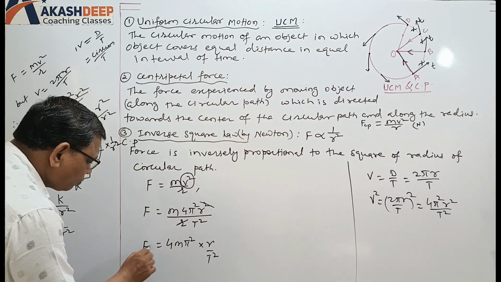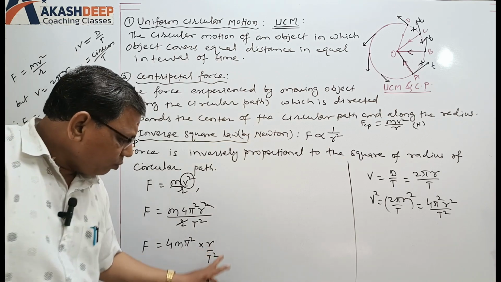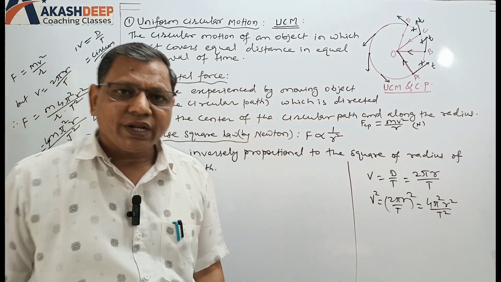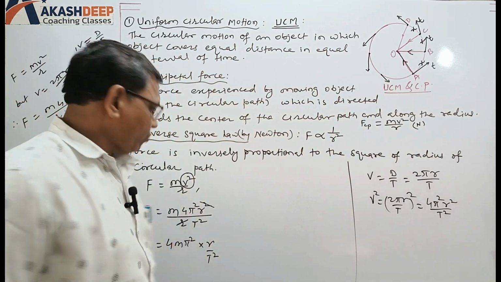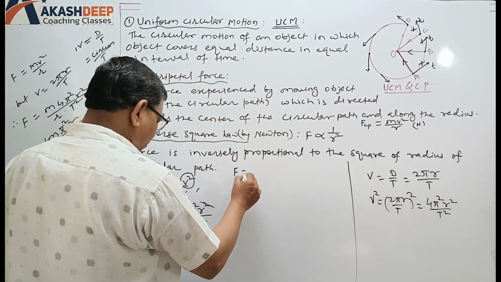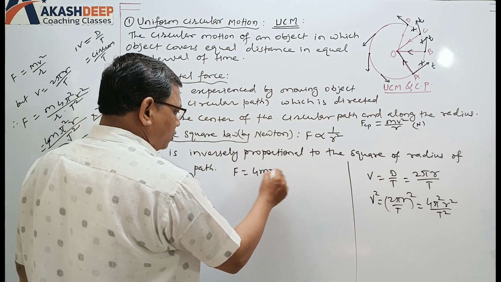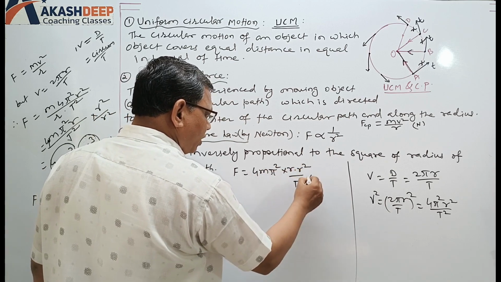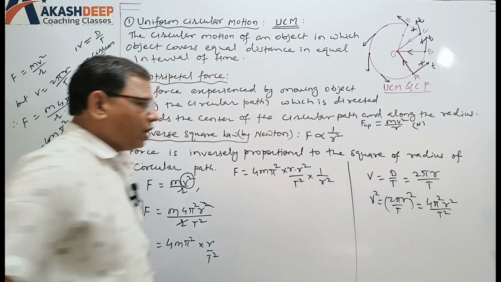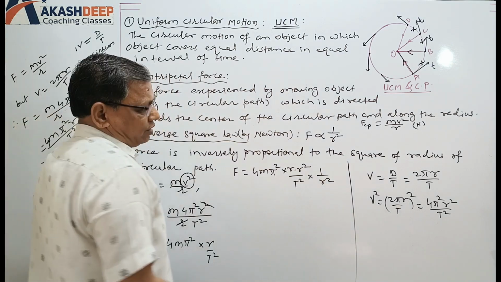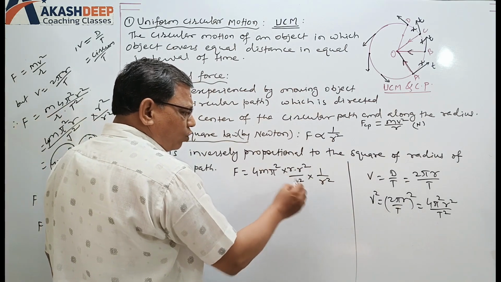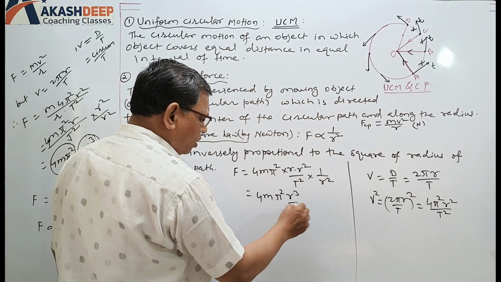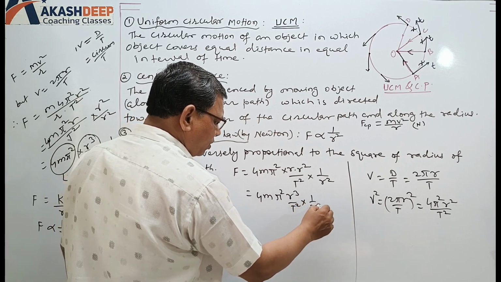Now we will multiply the numerator and denominator by r square. Therefore, F becomes 4m pi square into r square upon T square into 1 upon r square. See here, it will become r cube upon T square: 4m pi square r cube upon T square into 1 upon r square.